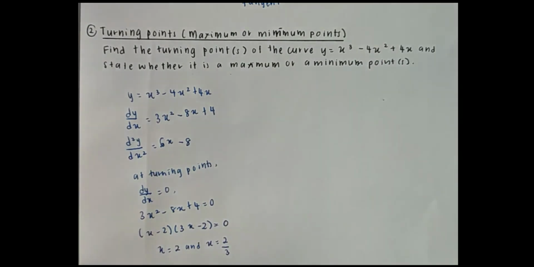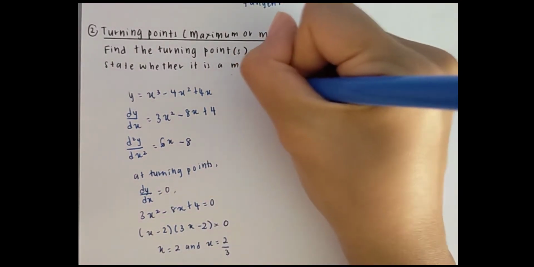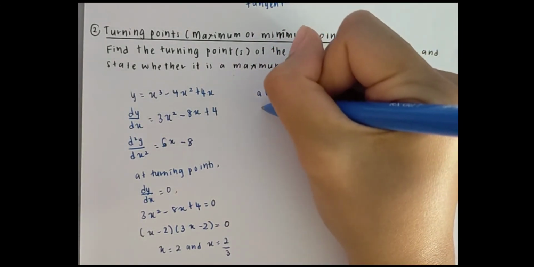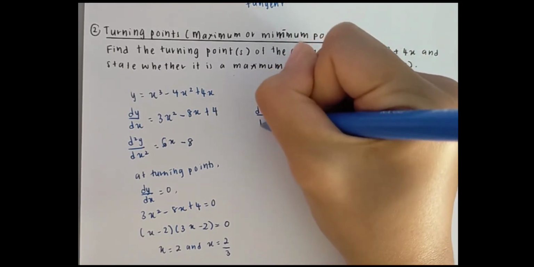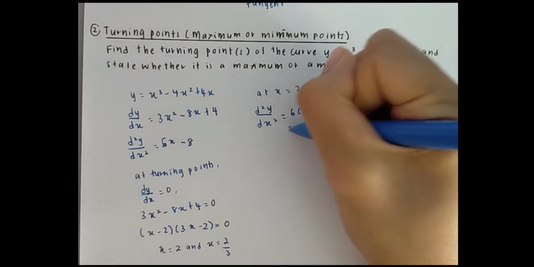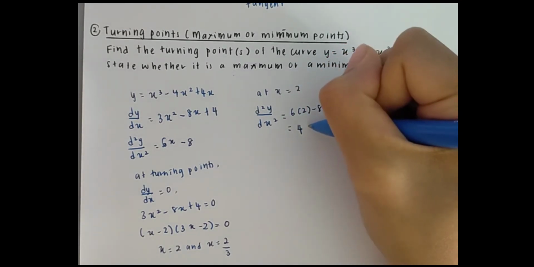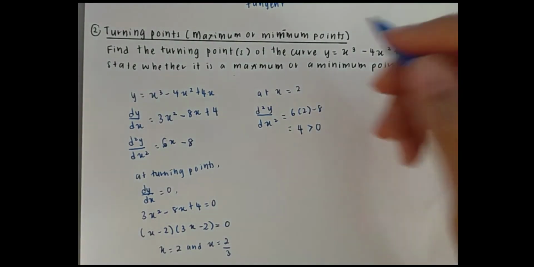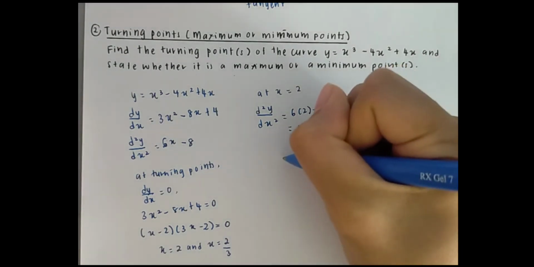So to find whether it is a maximum or minimum point, we must substitute the value of x inside the second derivative. So at x equals 2, d squared y over dx squared equals 6 times 2 minus 8. So we will get 4, which is more than 0. So when the second derivative is more than 0, we know that it is a minimum point.